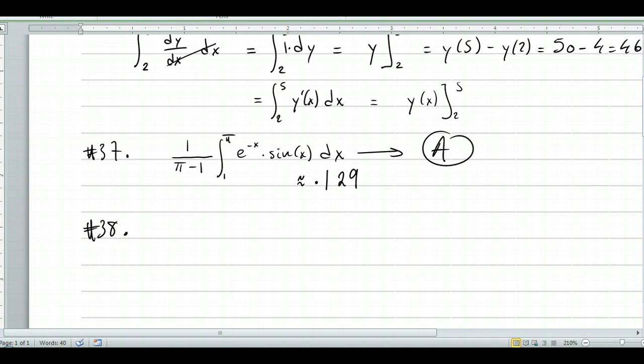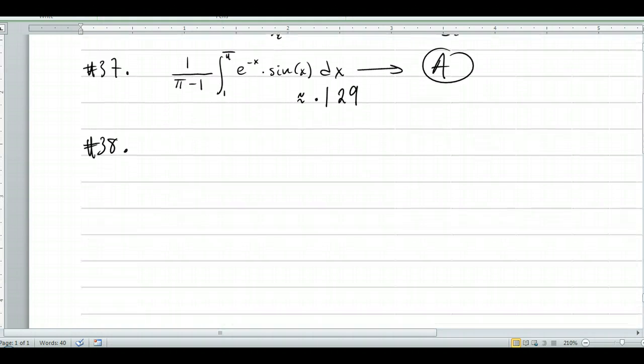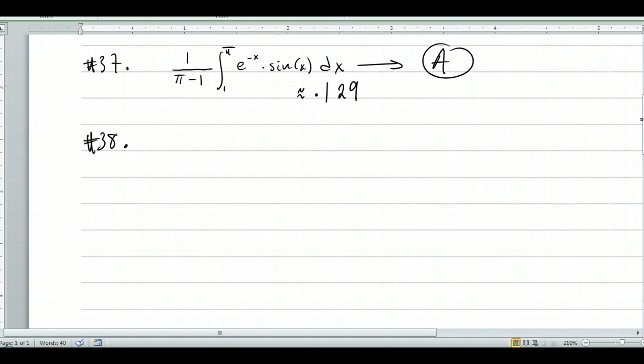Question 38. So the position of an object attached to a spring is given by y of t, where t is in seconds. How many times does the acceleration of the object change from negative to positive in the first 5 seconds? I shouldn't hesitate too long on how to do that. They give us a position function, and the question is about the acceleration, so I have to differentiate it.